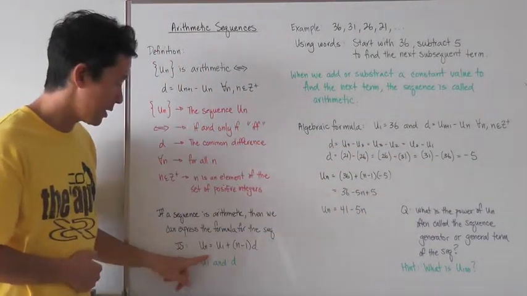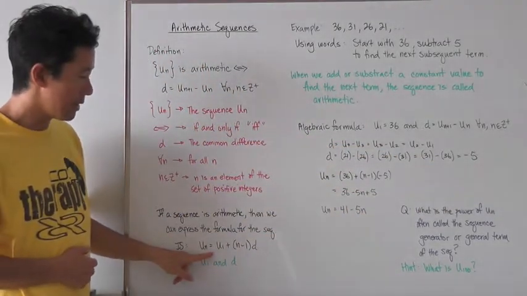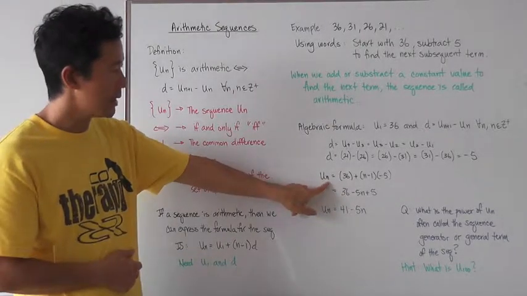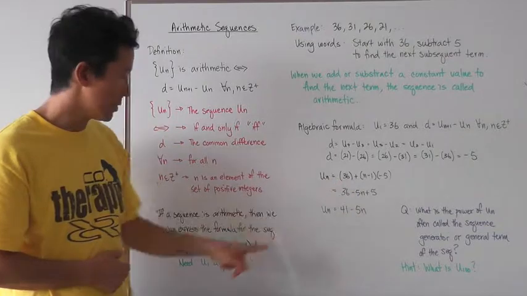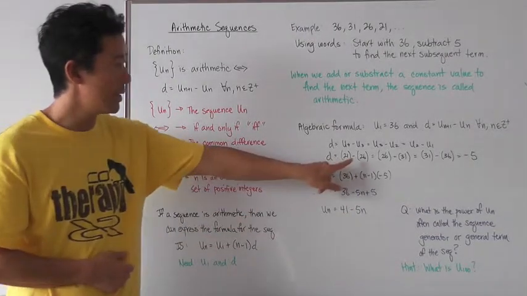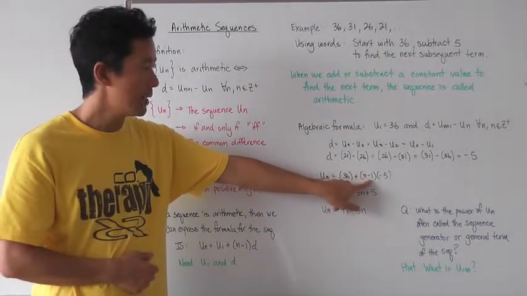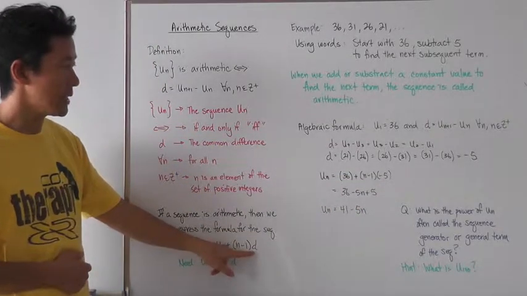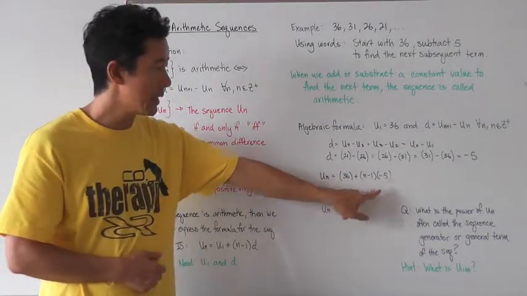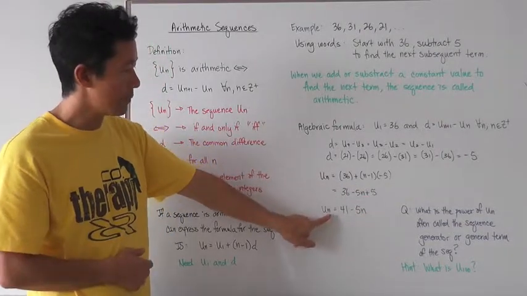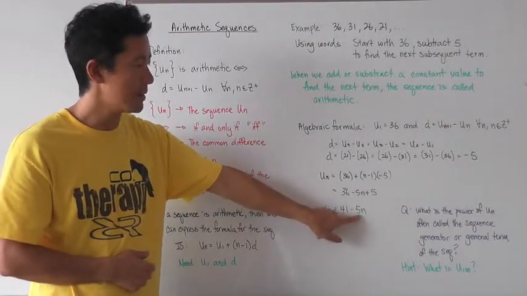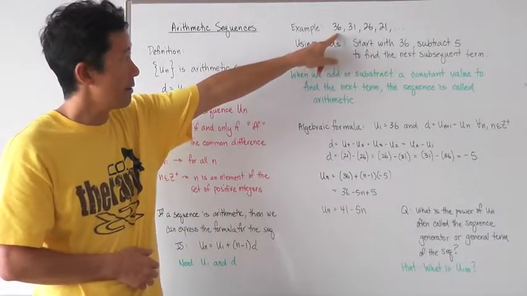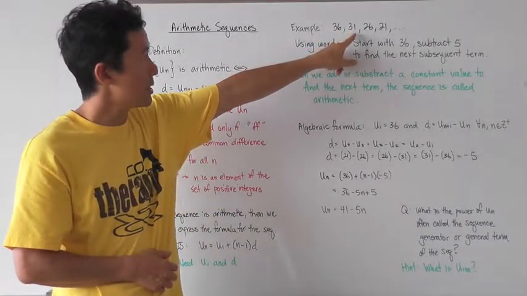I can now use my initial statement for any arithmetic sequence and say that u sub n is equal to 36, which is u sub 1, plus n minus 1 times negative 5, which of course is the d. If I distribute the negative 5 and simplify, I come up with u sub n is equal to 41 minus 5n, and that is the sequence generator, or the general term, of the sequence that I have up here.